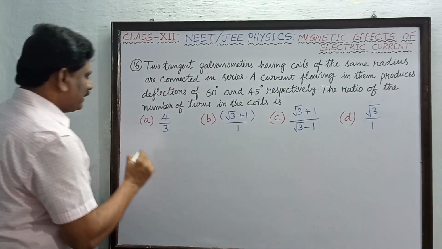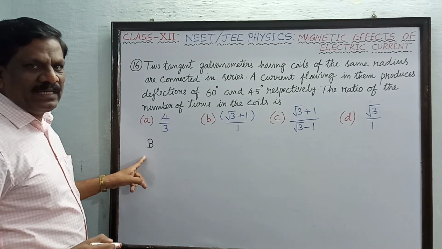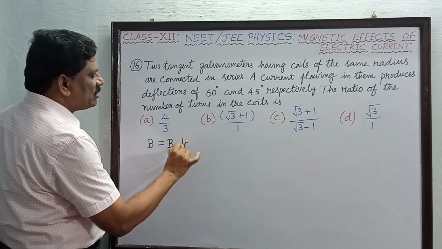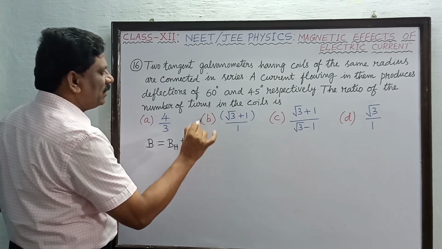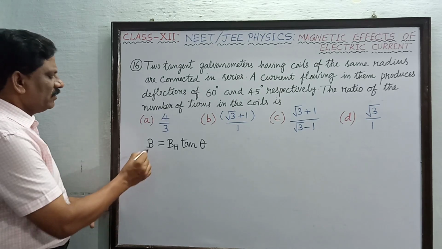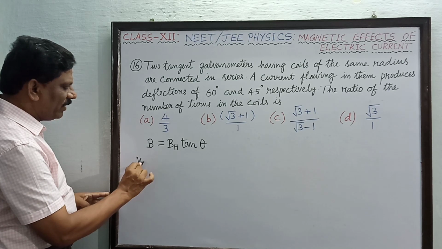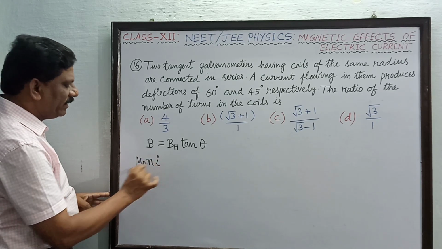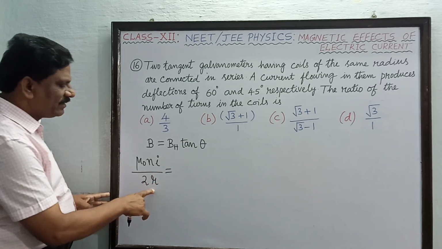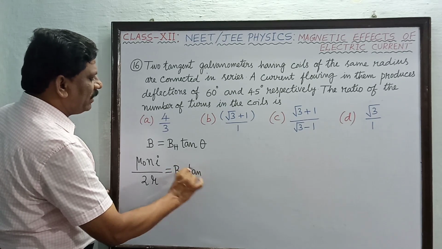So, by tangent law, the magnetic field produced by the current flowing in the circular coil B is equal to BH times tan theta, where theta is the angle of deflection. This magnetic field due to the current flowing in a circular coil is given by mu naught N i divided by 2 R, where the radius of the coil is R. So this is equal to BH into tan theta.